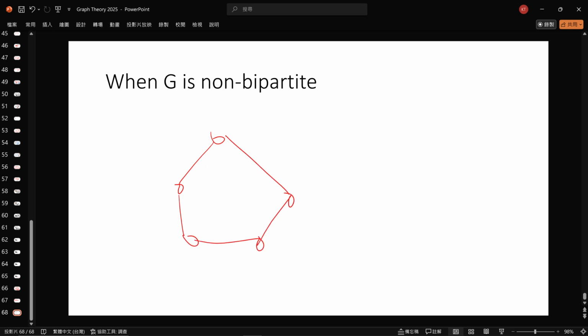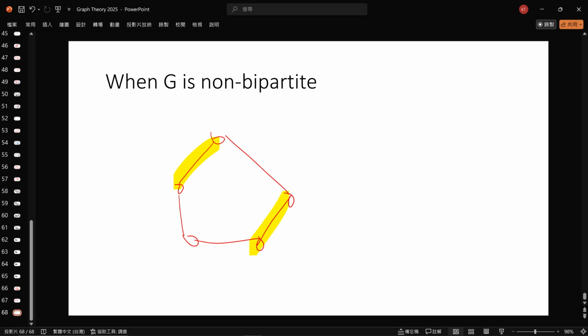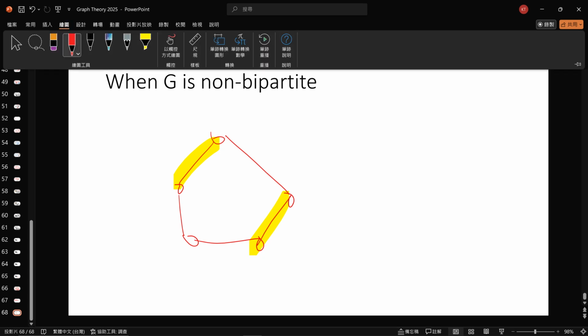According to our previous discussion, if a graph is not bipartite, then it must have some odd cycle, okay? Like this cycle of 5 edges, okay? So let's try to find the maximum matching and minimum vertex cover. So what is the maximum matching? I think it's easy to see that you can have at most 2 edges as the matching for this C5, okay? So the size of M star is 2, okay?